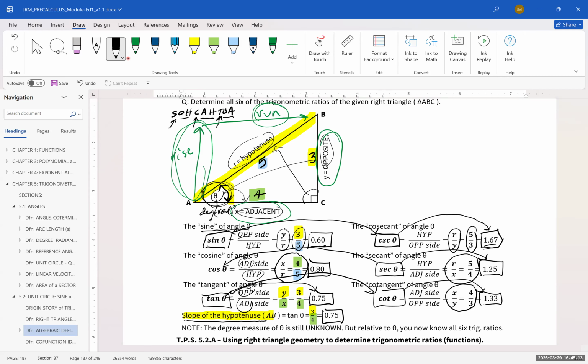I already noted this before, but the degree measure of theta is still unknown, yet relative to theta, you now know all six trig ratios. We knew the length of each side of this right triangle, but we didn't know what the angle of interest really was. That's okay. For sine, we know that the ratio of opposite to hypotenuse is 0.6, so we will be able to get the angle from that later.